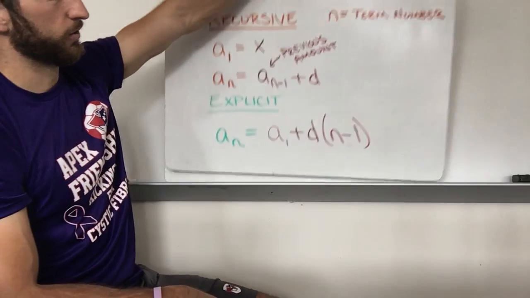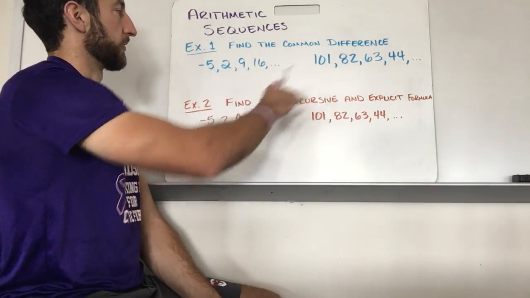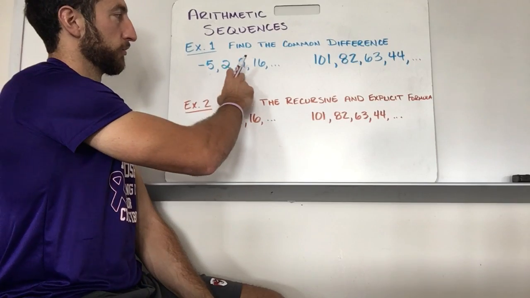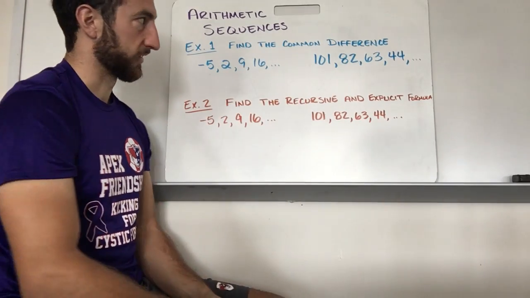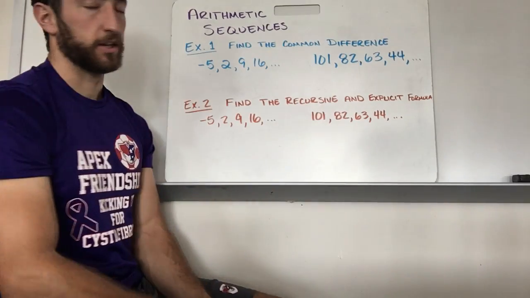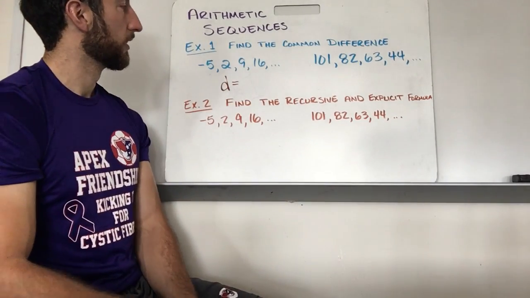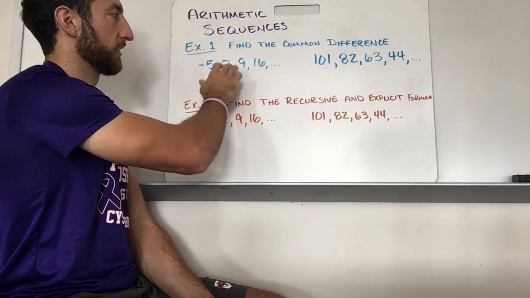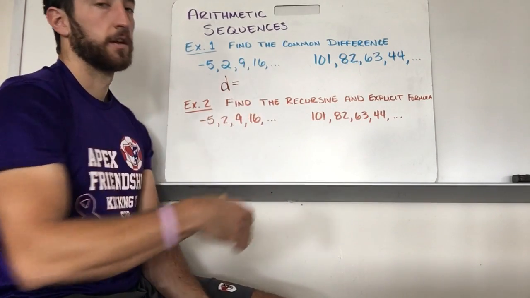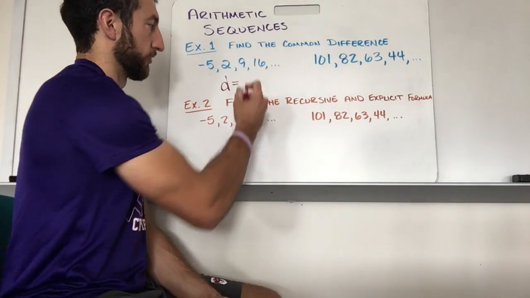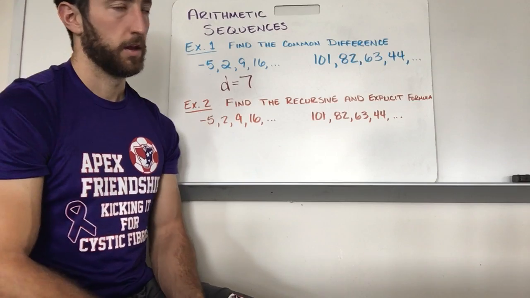Let's do a few examples. We have these two sequences: negative 5, 2, 7 and so on, and 2, 9, 16 and so on. We're going to keep following that same pattern. The first thing we want to do is find the common difference, d. Going from negative 5 to 7, 2 to 9, 9 to 16, it looks like we're adding 7 each time. You're just finding that pattern. The common difference for that one is 7.